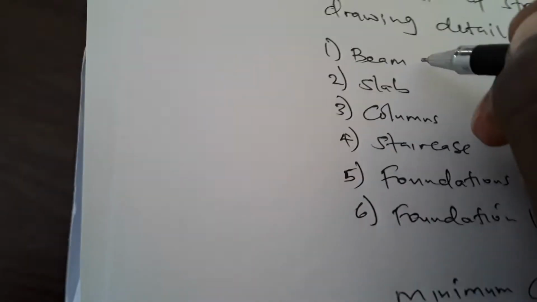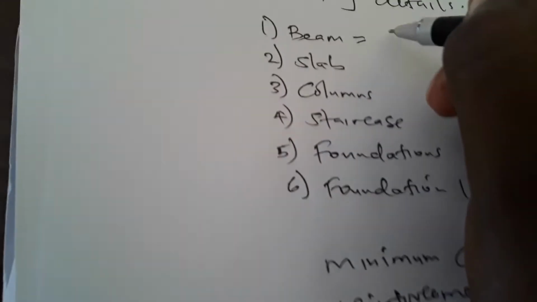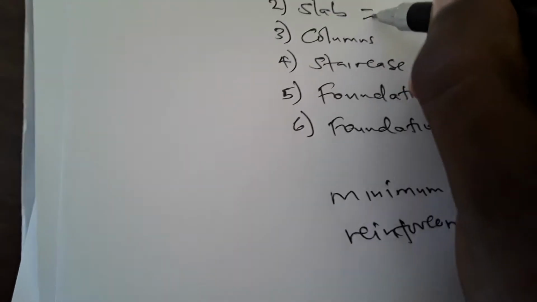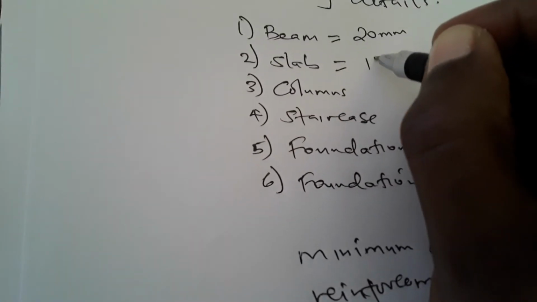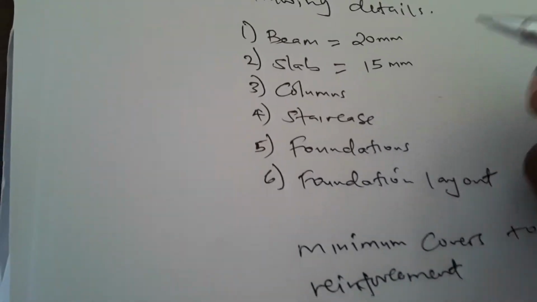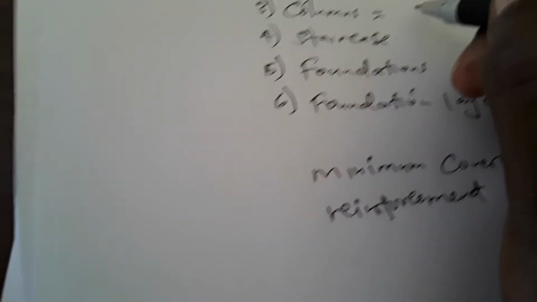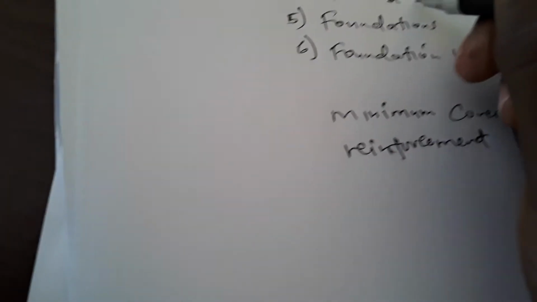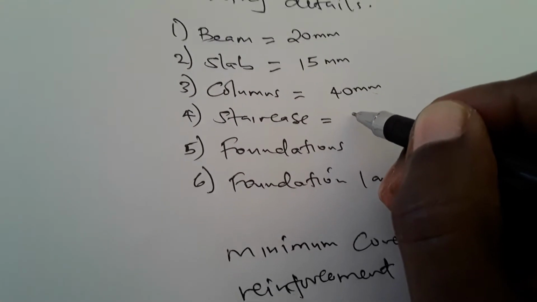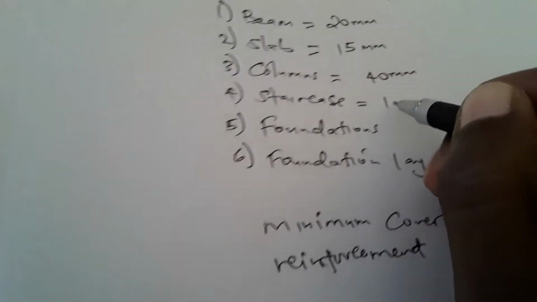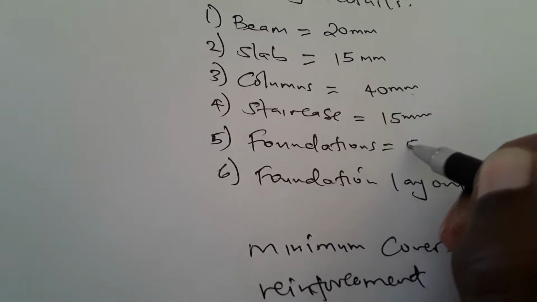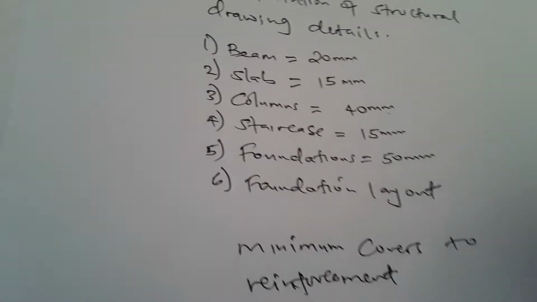So, like for example here, the minimum cover to beam is 20 millimeters. The minimum cover to the slab is 15 millimeter, as well as the minimum cover to the columns is 40 millimeter. The minimum cover to the staircase shall be the same as the minimum cover to the slab, which is also 15 millimeter. The minimum cover to foundation shall be 50 millimeter.